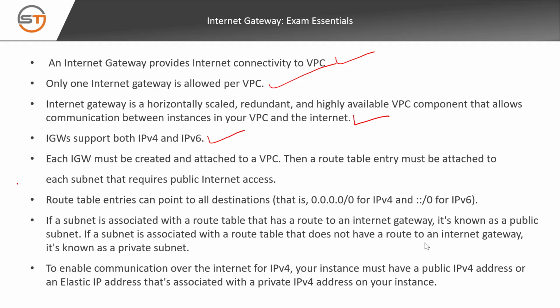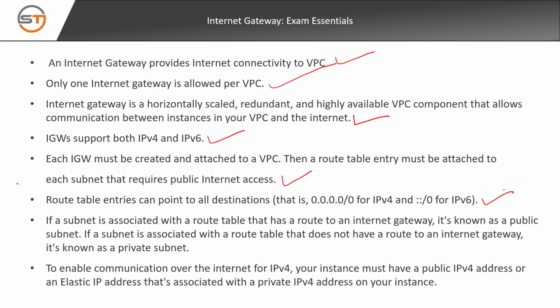Next is each IGW must be created and attached to a VPC. Then a route table entry must be attached to each subnet that requires public internet access. So we discussed this, right? You can have only one IGW per VPC, and the IGW is attached to the VPC directly. In order to use the IGW to route the internet traffic, we need to update the route table entry of the subnet.